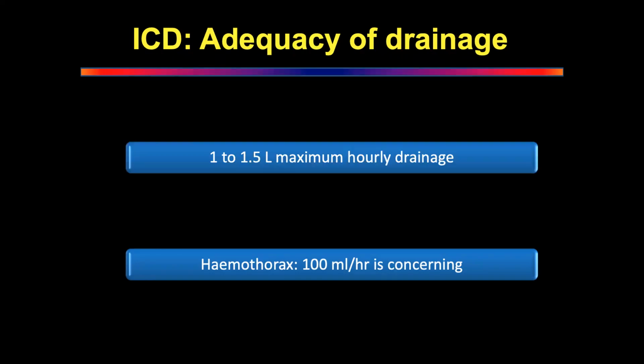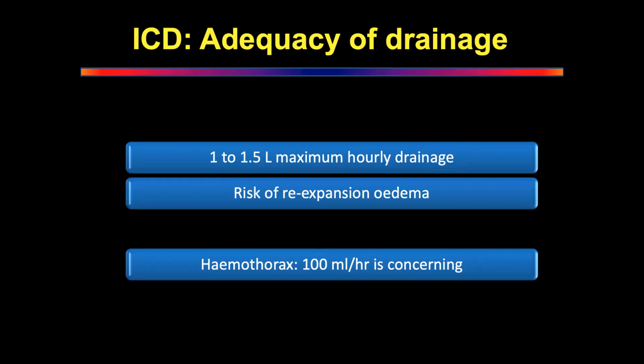So never drain more than 1.5. 1 to 1.5 maximum hourly. Okay, 1 liter is what most people do. Otherwise, you risk re-expansion edema. What do the guidelines say about clamping?